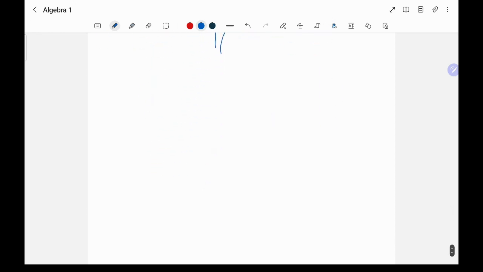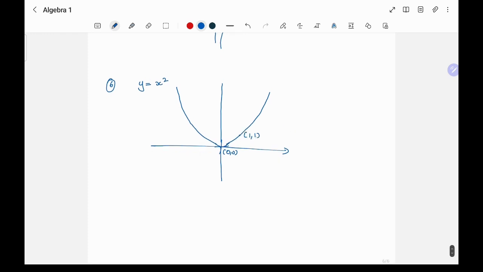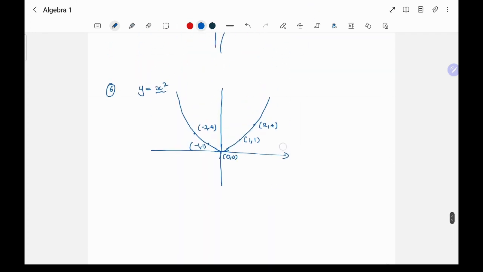So next we will see a parabola. So y is equal to x square. This we already saw. It is some graph like this, and it is passing through 0, 0. Its points will be 1, 1, and then 2, 4. And this side it will be minus 1, 1, minus 2, 4 and so on. So if you see, y is always positive because of this x square term.